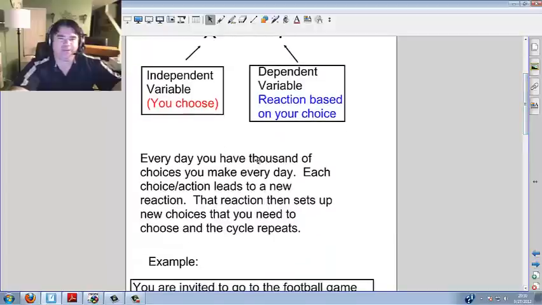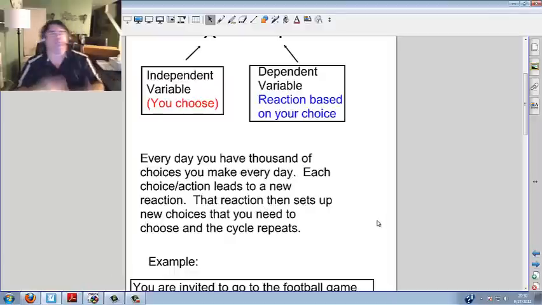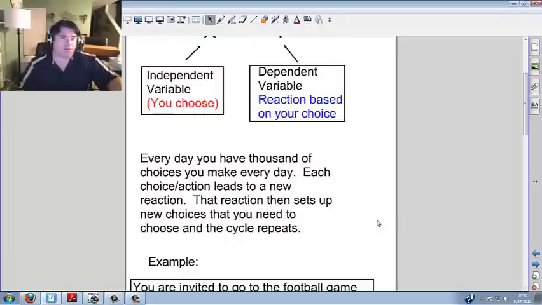Now, every day, you make thousands of choices. Each choice and action leads to a new reaction. This reaction then sets up new choices that you need to make, and the cycle repeats. So every day you actually help set up most of your day based on your actions. If you didn't wake up for school on time, then you might be late. You might have to have your parents drive you in. You might get into an argument about it.